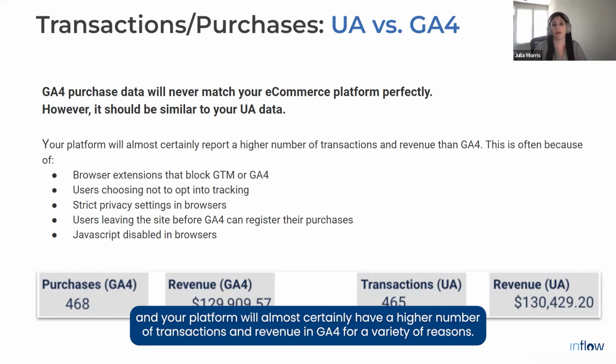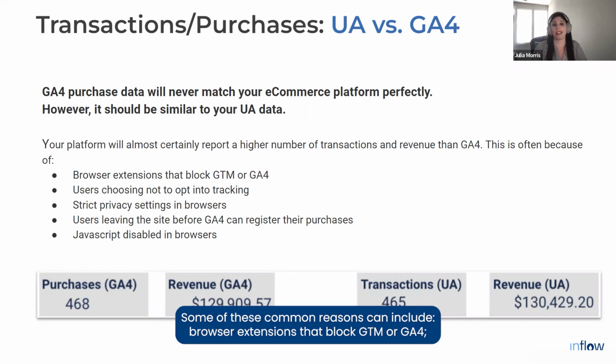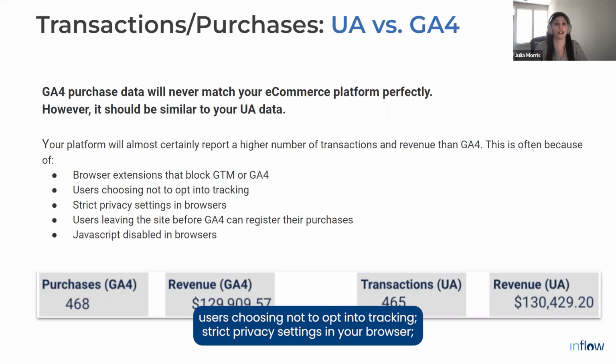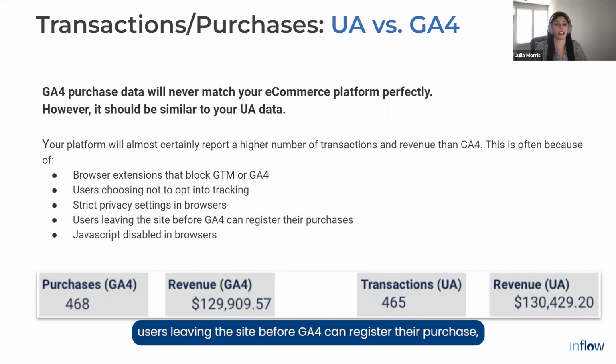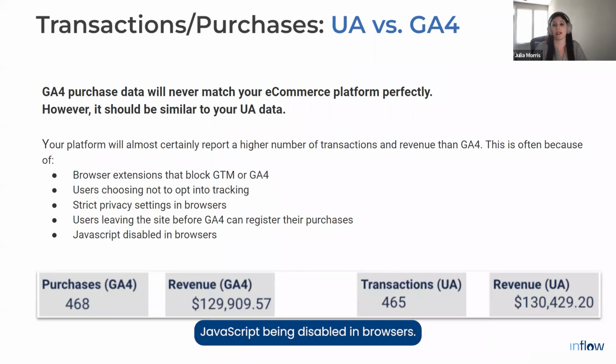And your platform will almost certainly have a higher number of transactions and revenue than GA4 for a variety of reasons. Some of these common reasons can include browser extensions that block GTM or GA4, users choosing not to opt into tracking, strict privacy settings in your browser, users leaving the site before GA4 can register their purchase but after the e-commerce platform registers their purchase, JavaScript being disabled in browsers.